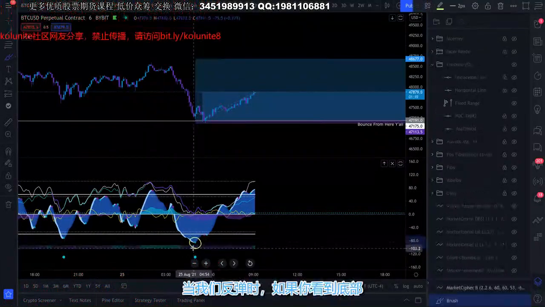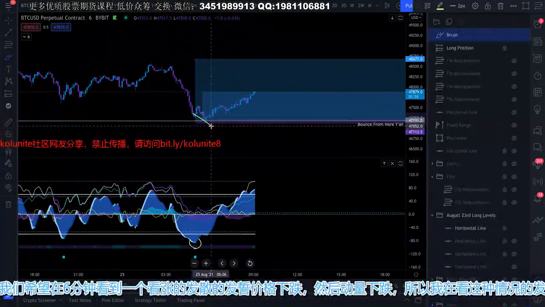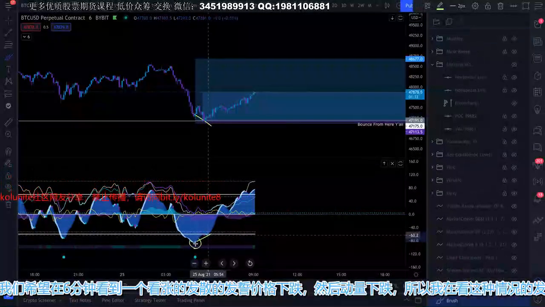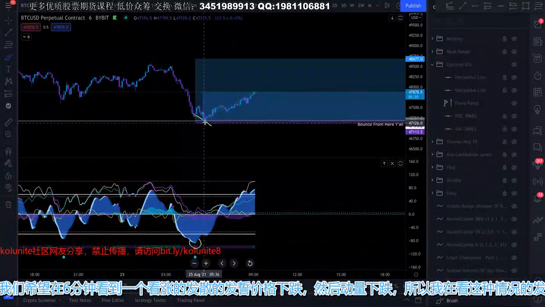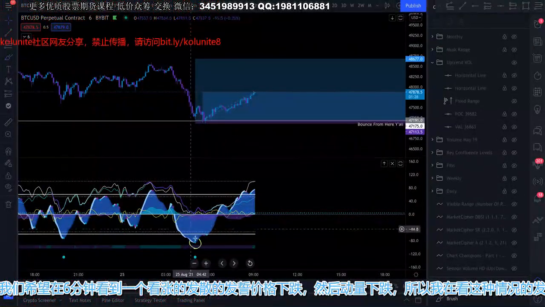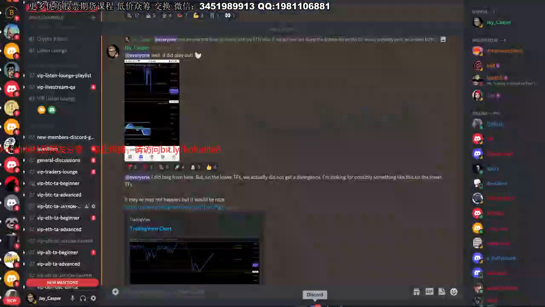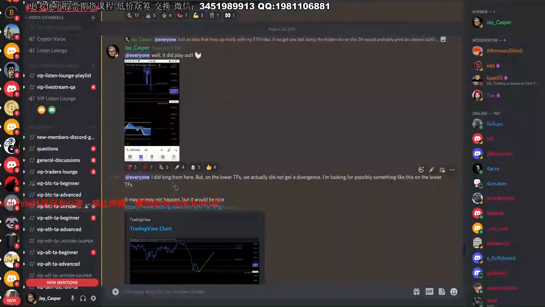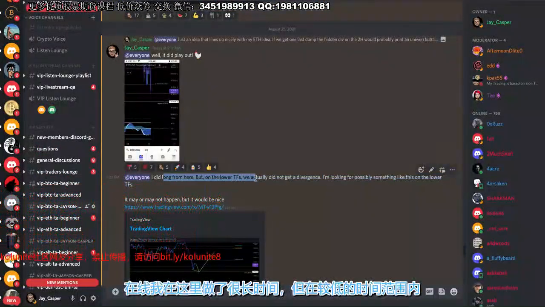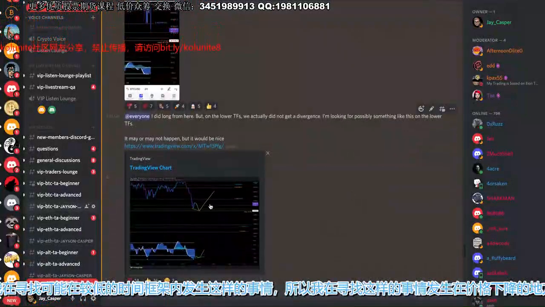If you see a bottom when we're getting a bounce, ideally, we want to see something like this. We want to see on the 6-minute a bullish divergence where price makes a lower low and then momentum makes a higher low. So I'm looking at this happen as I'm currently long, and I'm saying, look, guys, I'm long. I did long here, but on the lower time frames we did not get a divergence. I'm looking for possibly something like this on the lower time frames.